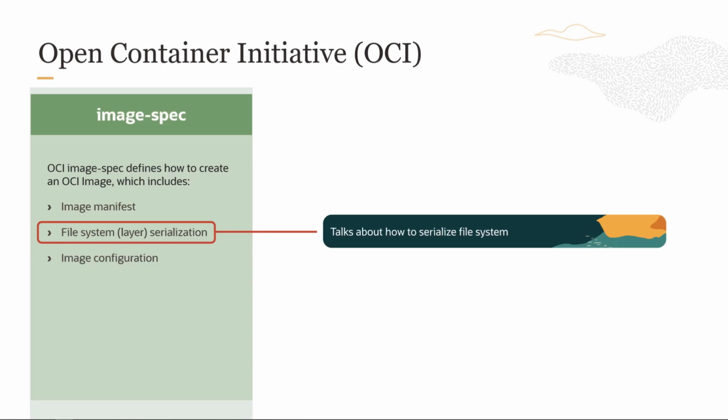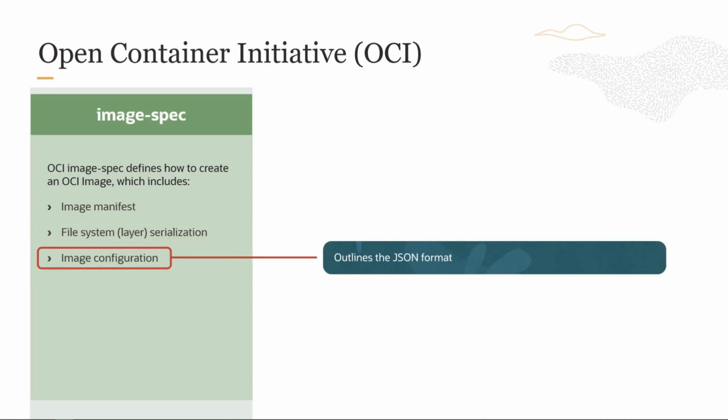File system serialization talks about how to serialize a file system and file system changes like removed files into a blob called a layer. The image configuration specification outlines the JSON format describing images for use within a container runtime and execution tools and its relationship to file system change sets described within the layers.